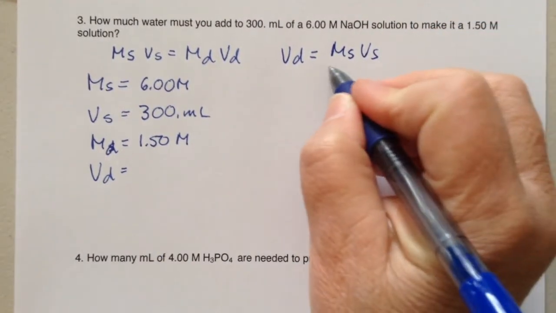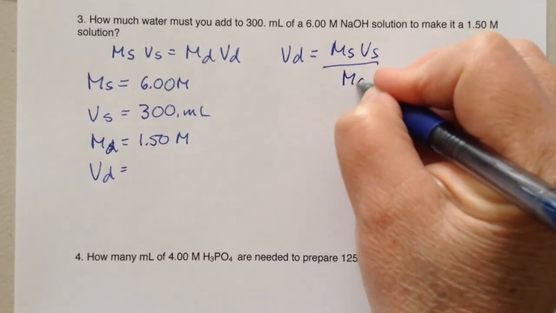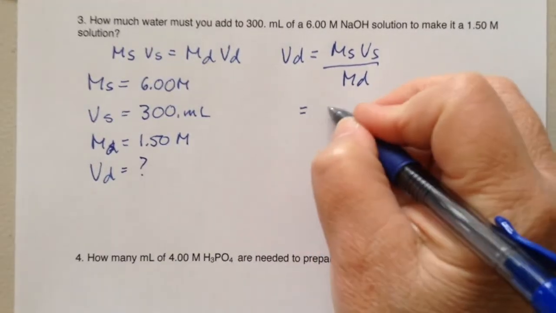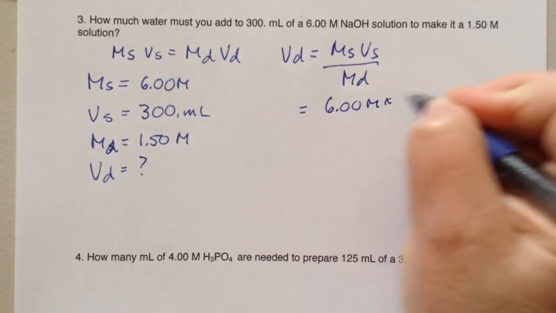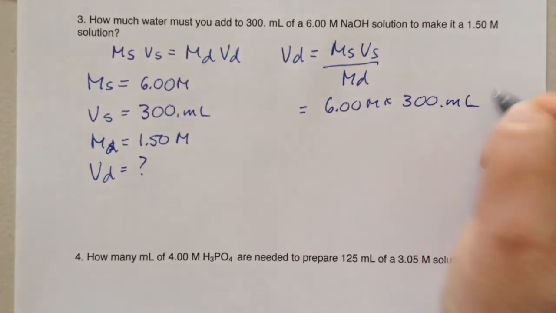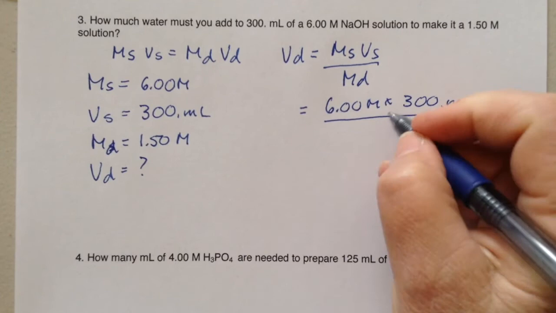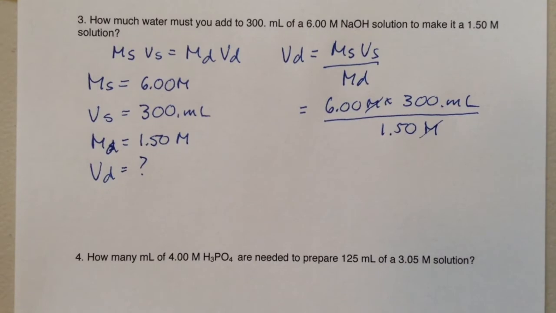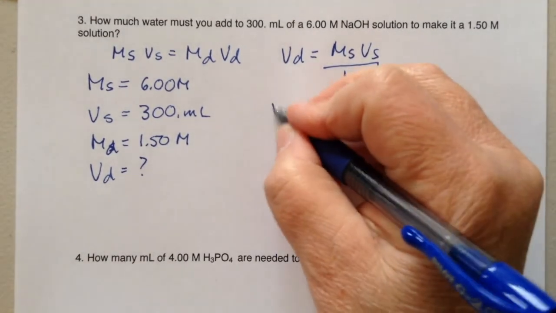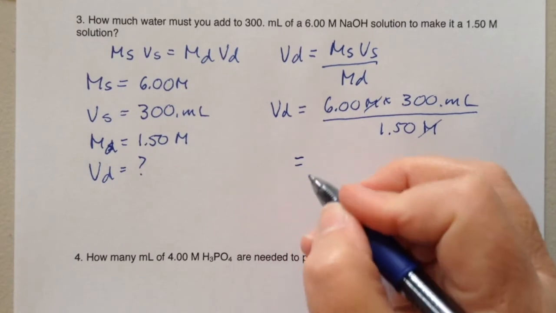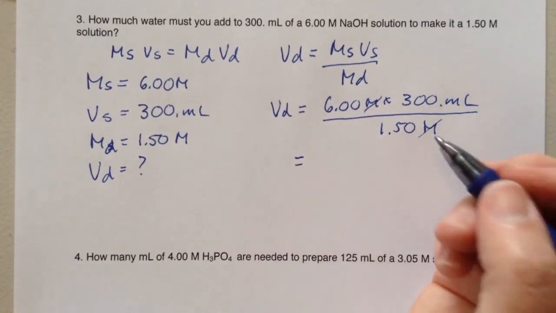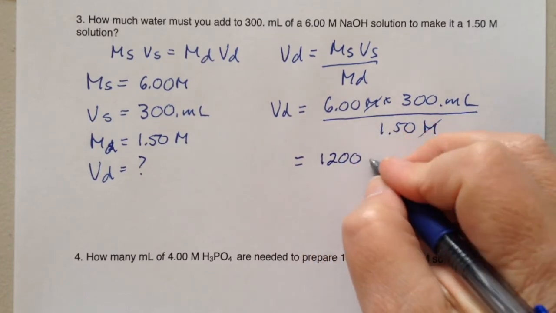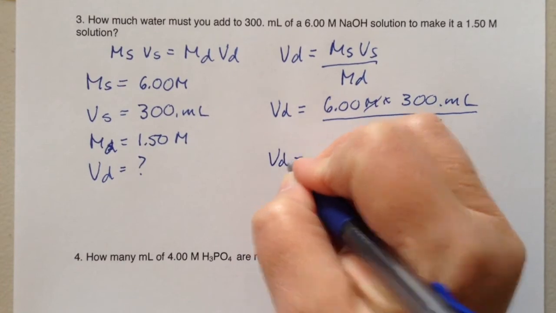So now we're going to say that VD, so I'm going to solve for VD, is MSVS over MD. So I'm going to be solving for the one thing we don't know here. So that'll be 6.00 molar times 300 milliliters. And notice it's really a good idea to put the units in, because then when everything cancels out, 1.50 molar, you get confirmation that you're doing it right, because our final answer will be in milliliters. So that'll be the final volume of all that. So you work that through, and you end up with 1,200 milliliters. So that's the volume of that one.